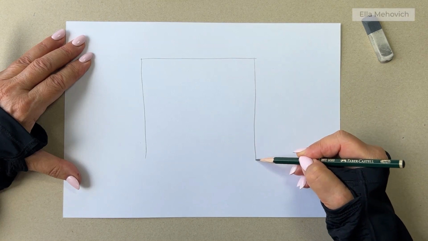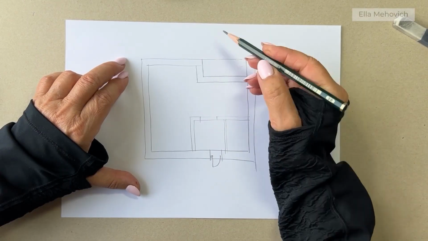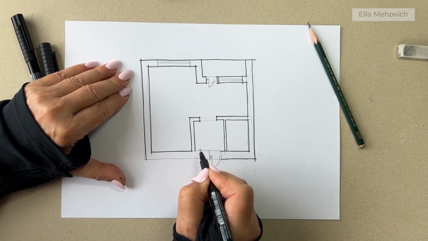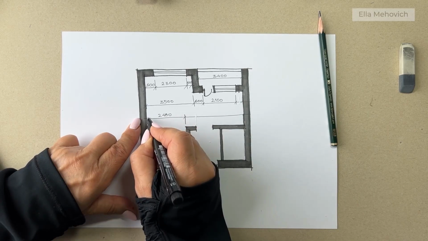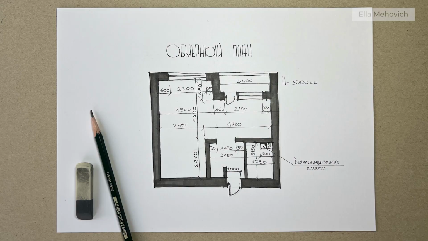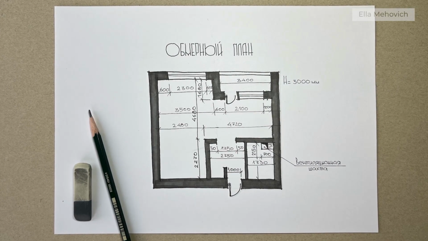In this lesson, we will draw a measurement plan without using a ruler. We'll estimate the proportions of the room by eye and mark the dimensions. Later, based on this, we'll be able to come up with different options for our interior.